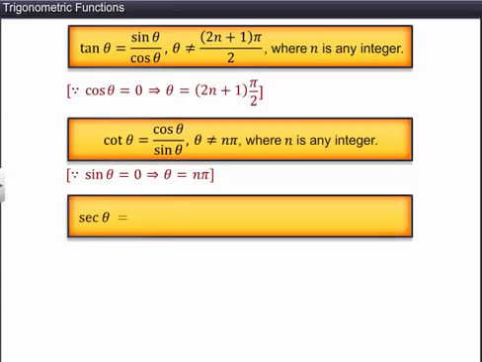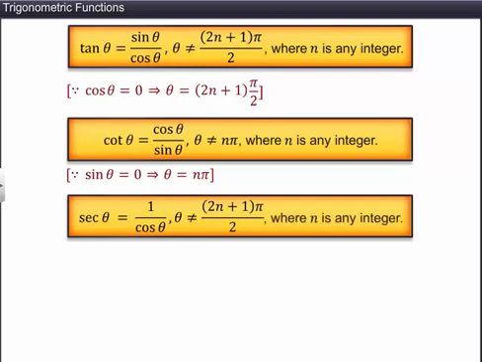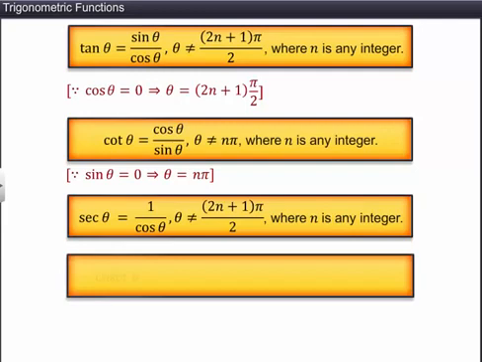Secant theta is equal to 1 divided by cos theta. This function is defined when theta is not equal to (2n plus 1) times pi by 2, where n is any integer. Cosecant theta is equal to 1 divided by sin theta, which is defined when theta is not equal to n pi, where n is any integer.